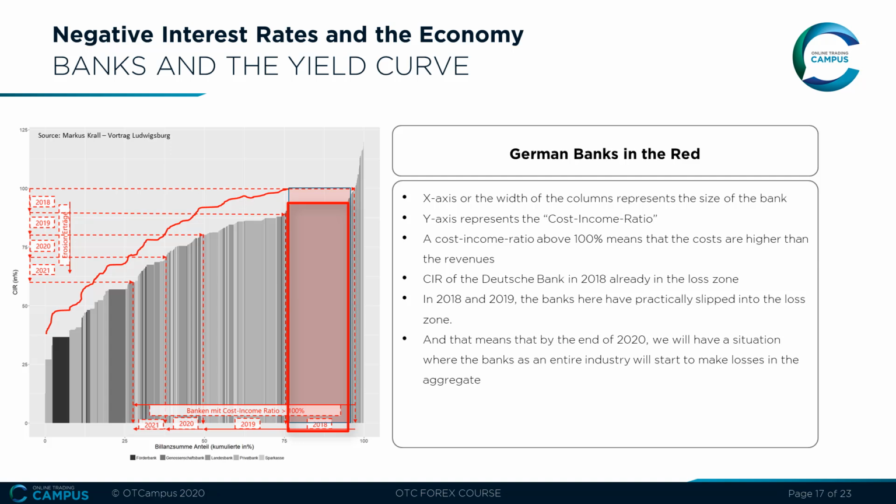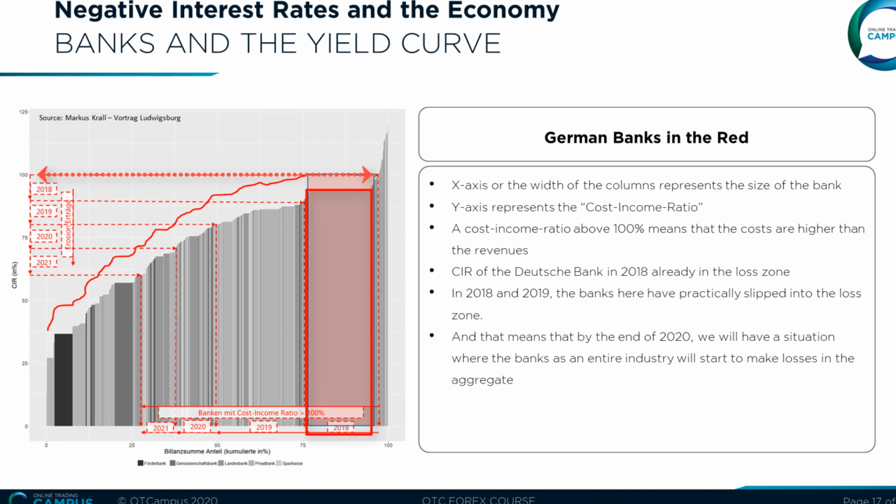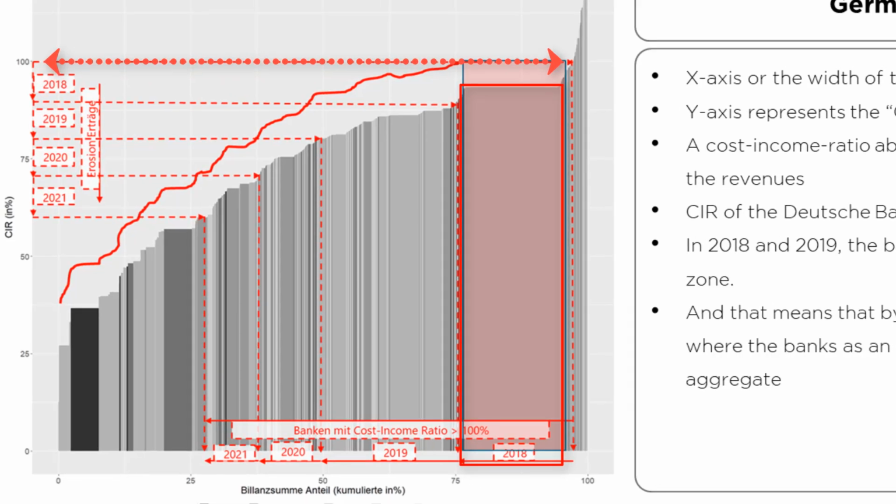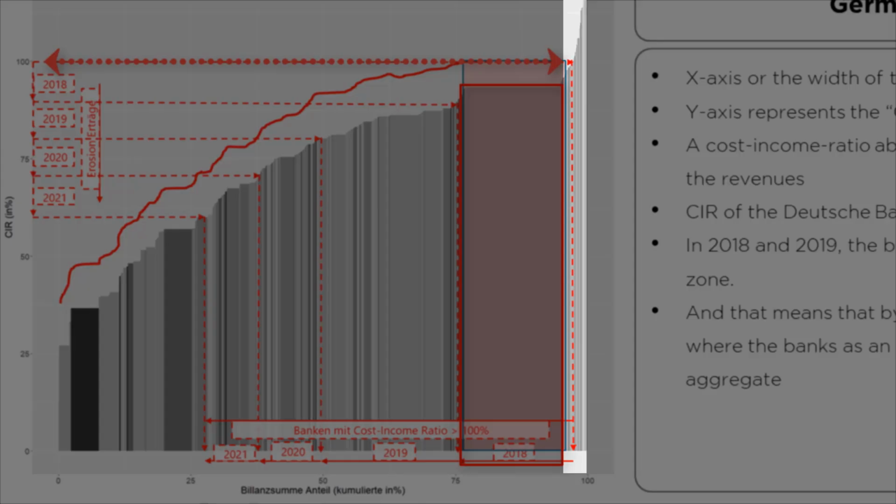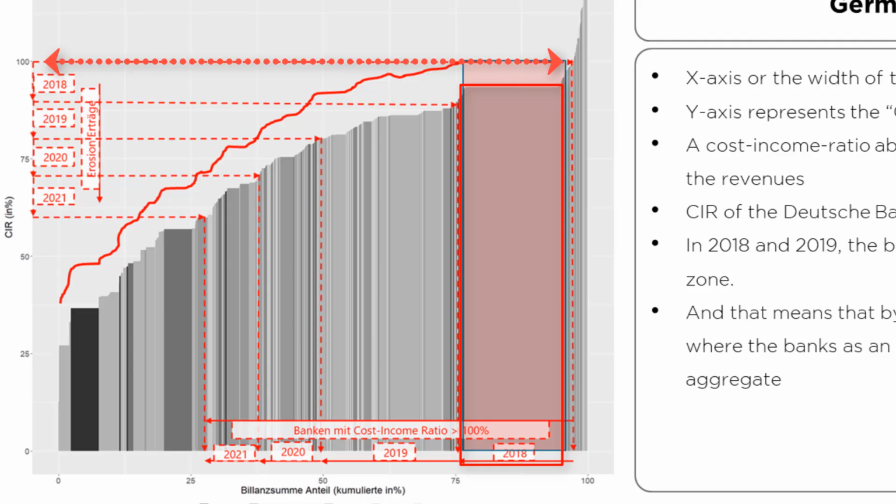On the other axis, you can see the cost-income ratio. 100% cost-income ratio means the costs are just as high as the revenues. A cost-income ratio above 100% means that the costs are higher than the revenues. The banks here on the right already have less revenues than costs, so they are generating losses. Then they're all sorted all the way to the far left, where you can find the banks that come off best.